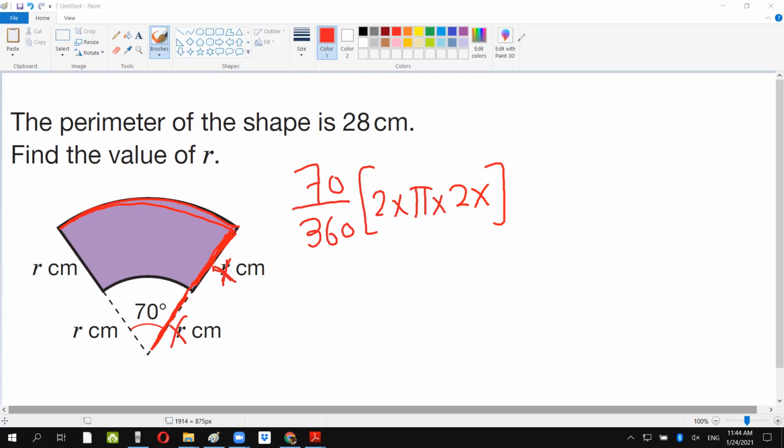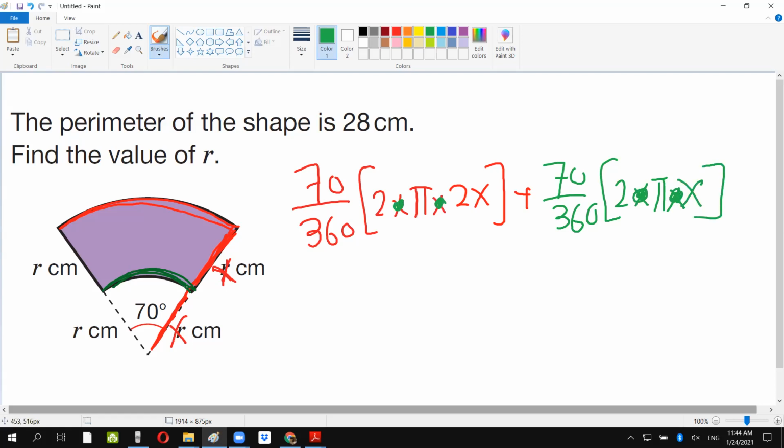Plus, I will study the small curve. The small curve is 70 out of 360, bracket, 2 times pi, multiplied by the radius. What about the radius? Multiply by x, only x, not r, because here is the small radius. The small radius is x. Okay?